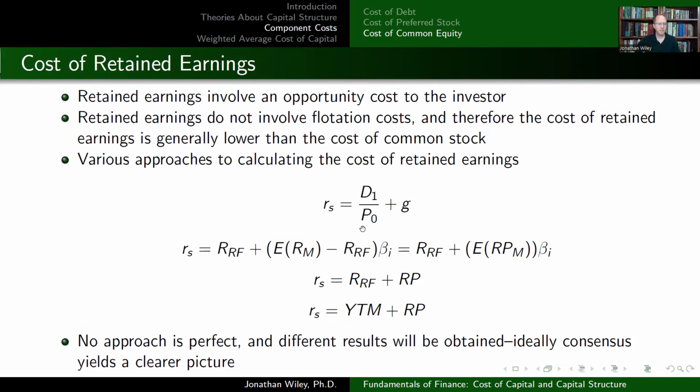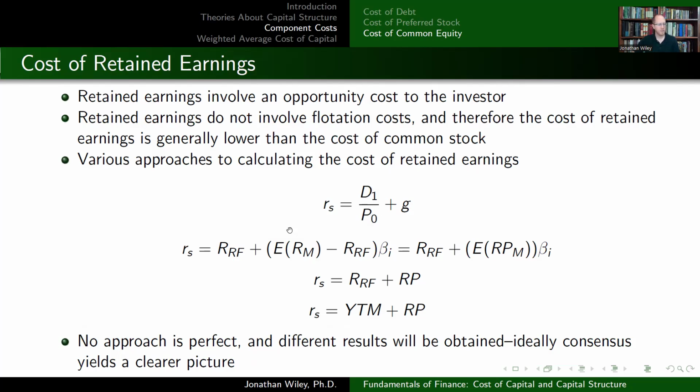So first off, I could use kind of that rearranged Gordon's model. So this would be a constant growth model. That would tend to work better if the company is actually expected to grow at a relatively constant rate of growth, which doesn't apply to many companies very often. But I could do that. If the company pays dividends and has constant growth, that's a possibility.